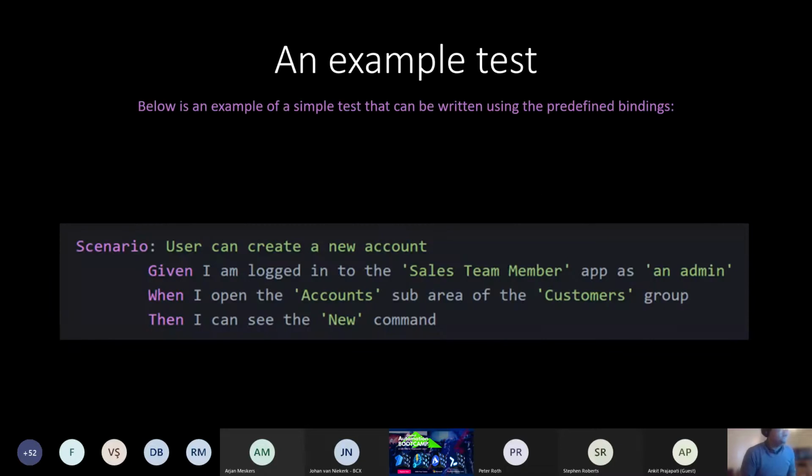So, an example test. As you can see on the screenshot on the screen, we've got an example here of what a test would look like in our solution. You can see the scenario: the user can create a new account, and you've got your given, when, then steps of, given I am logged into the sales team member app as an admin, when I open the account sub-area of the customers group, then I can see the new command. This will basically verify that a user can create a new account in Dynamics 365. That's an example of how these tests can be written using our solution.